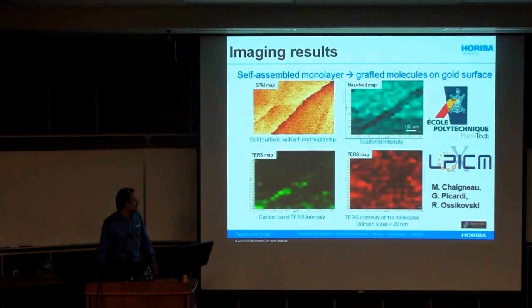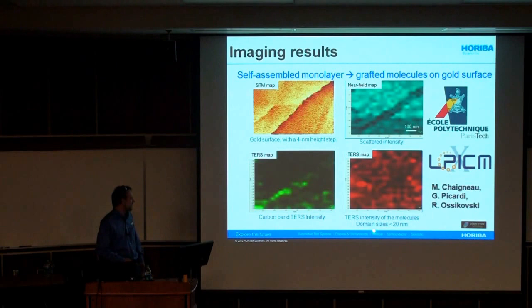These are some examples of a self-assembled monolayer that are grafted on a gold surface. This was done in STM mode with a gold wire on a Parc EFM, actually, at the École Polytechnique in Paris. So this is the TERS map here, and it shows domain sizes that are in the order of 20 nanometers.